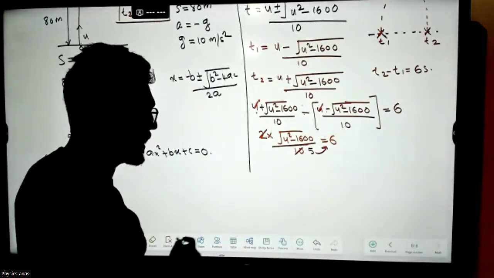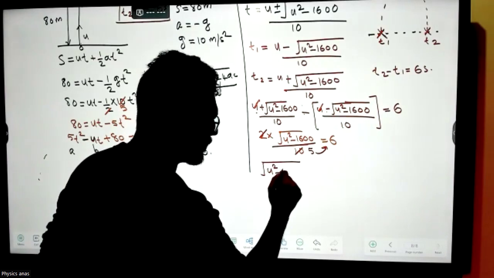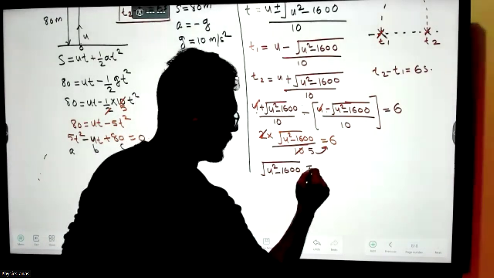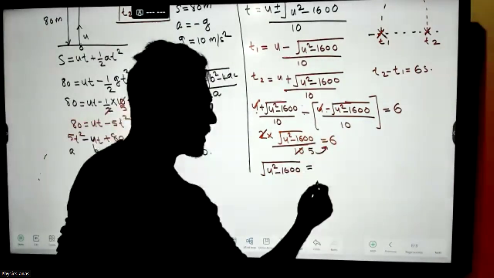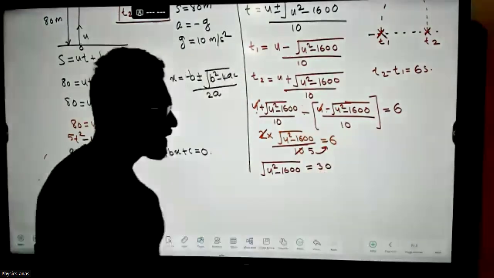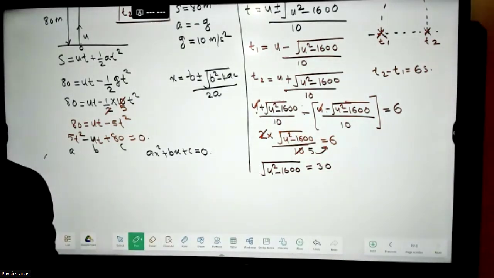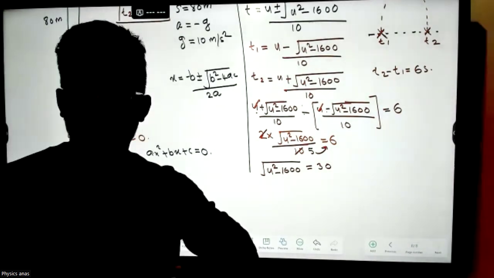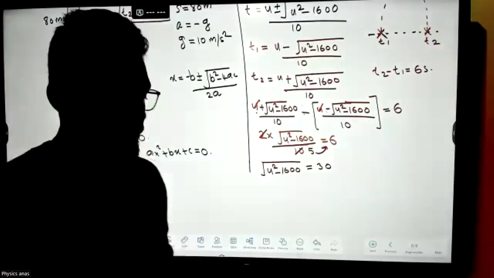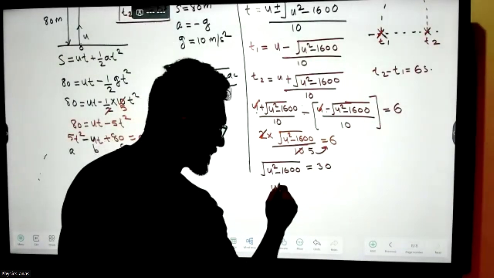Okay, so I will write it. What is the square root of U square minus 1600 going to be? We can bring this 5 to the other side, then that will be 5 into 6, that is 30. Right? How can you remove the square root? Just square it. If you are squaring it, you can remove the square root. So the square root is removed.